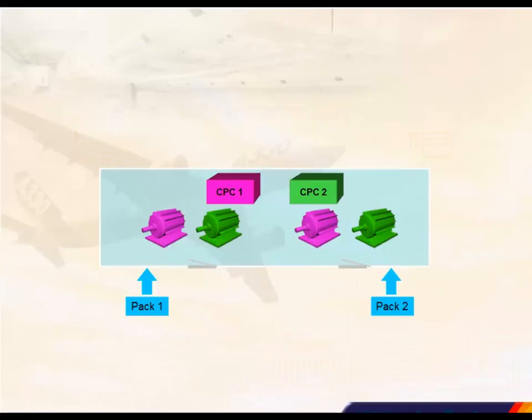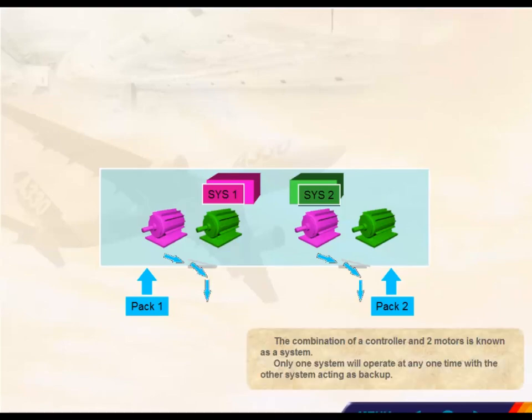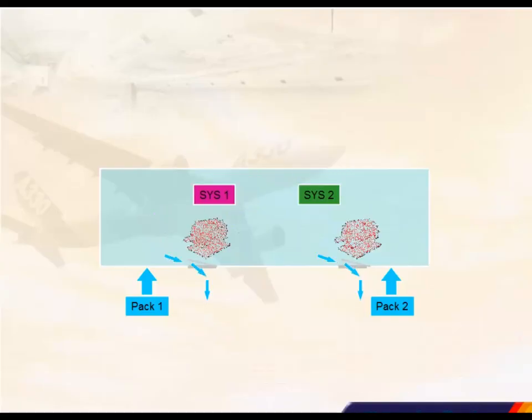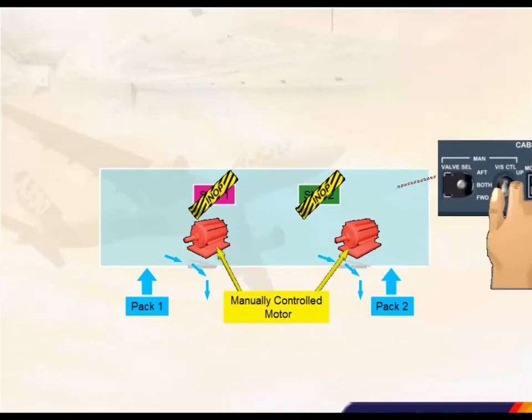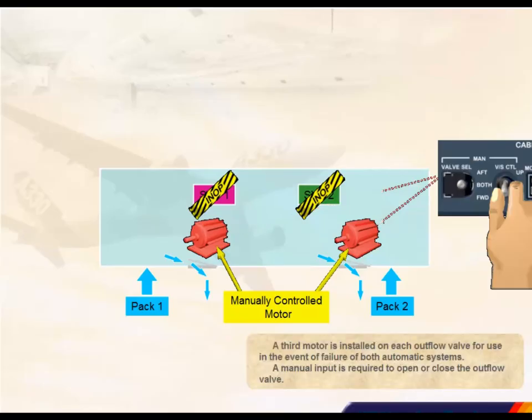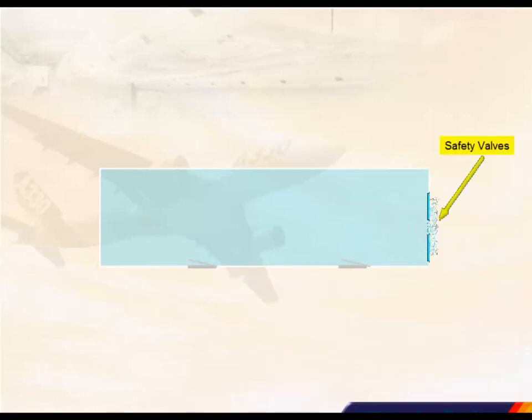The combination of a controller and two motors is known as a system. Only one system will operate at any one time, with the other system acting as backup. A third motor is installed on each outflow valve for use in the event of failure of both automatic systems. A manual input is required to open or close the outflow valve. Safety valves are installed to avoid excessive cabin differential pressure.